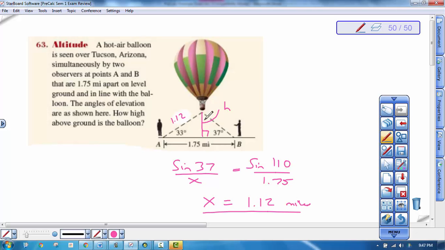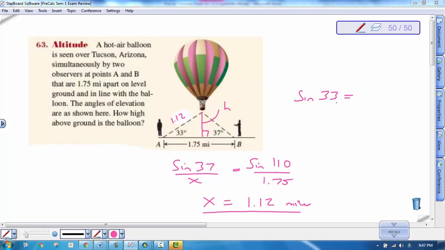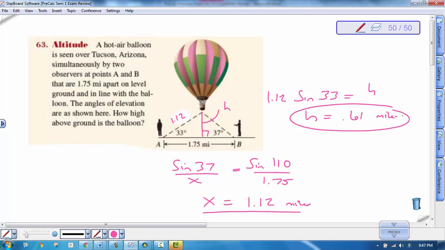Now I'm not going to round that, I'm going to keep that in my calculator, but now you can see I have a right triangle here where I can do the sine of 33 is equal to the opposite side, h, over its hypotenuse, 1.12 miles. Multiply both sides by 1.12, so basically I'm going to take that number that's in my calculator and multiply by the sine of 33 to get the height, which is about 0.61 miles high.